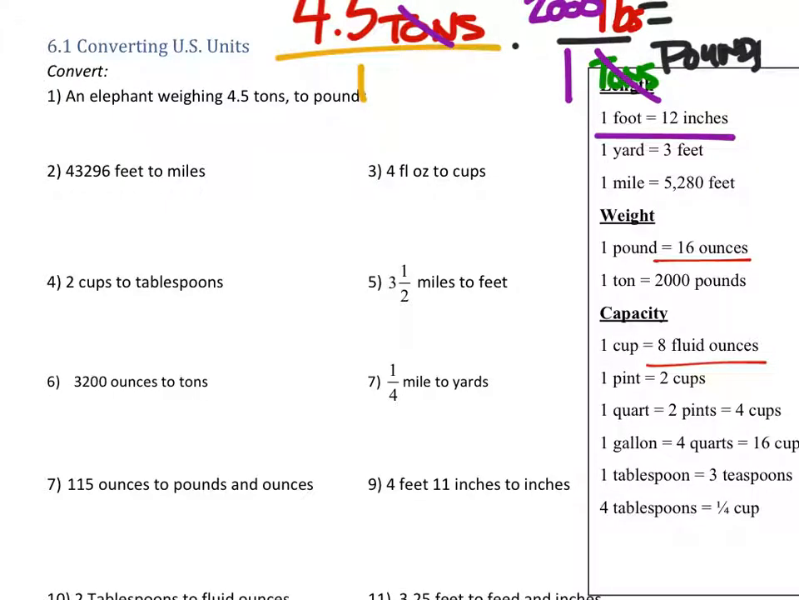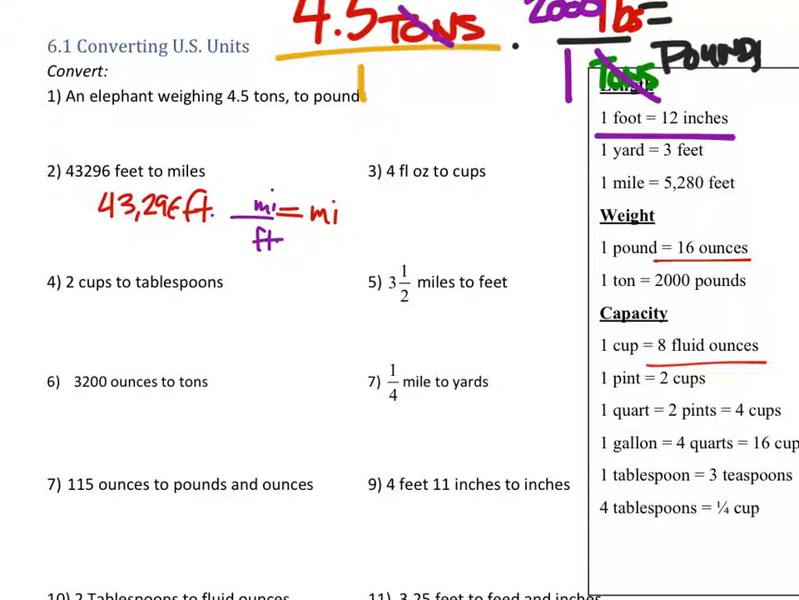All right, so let's look at feet to miles, because miles is one of those different ones. So right here we got 43,296 feet. And we want to convert this into miles. So we would multiply this by some number of miles compared with feet.